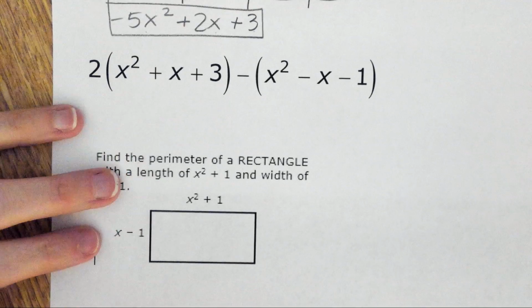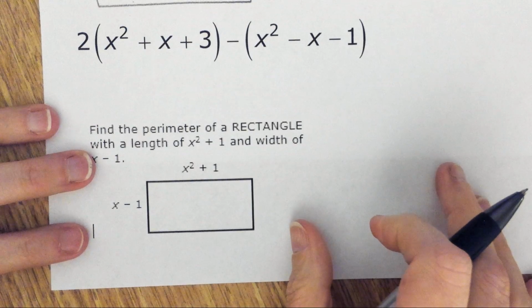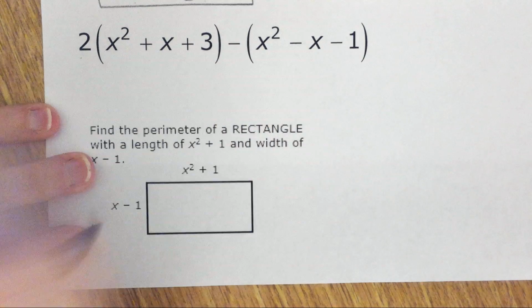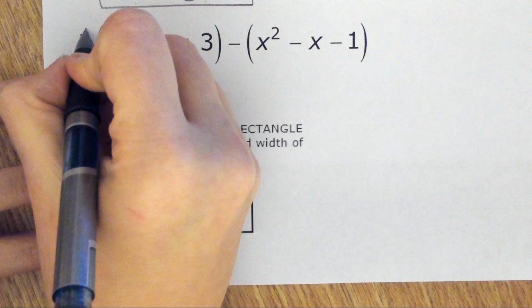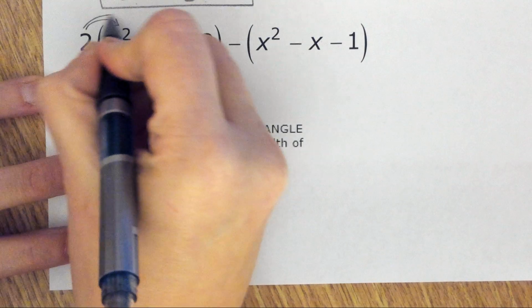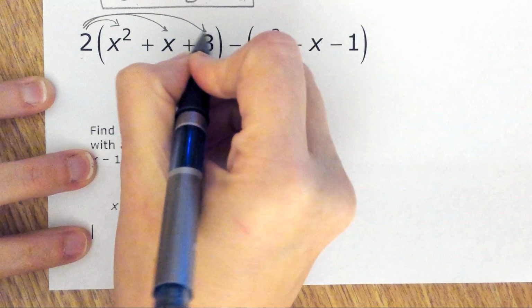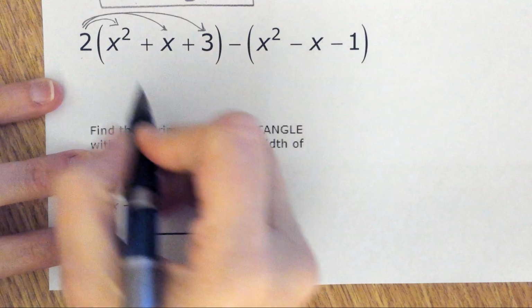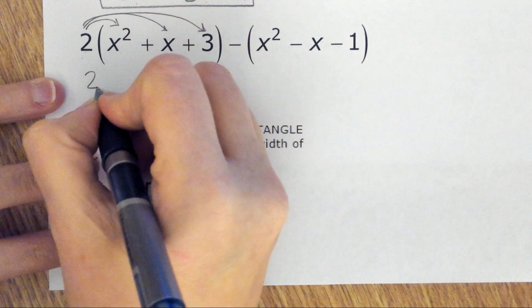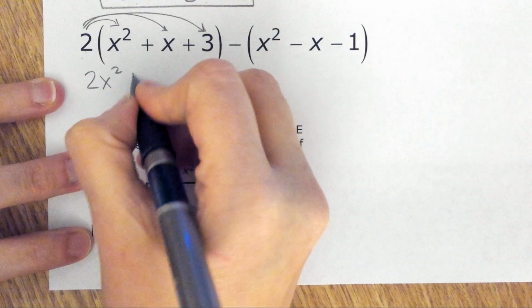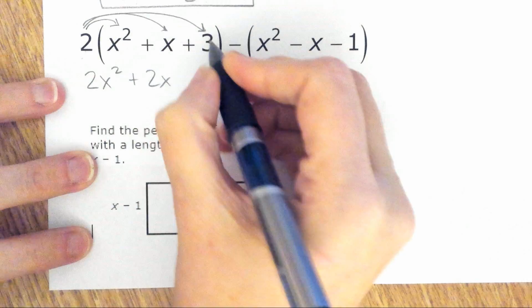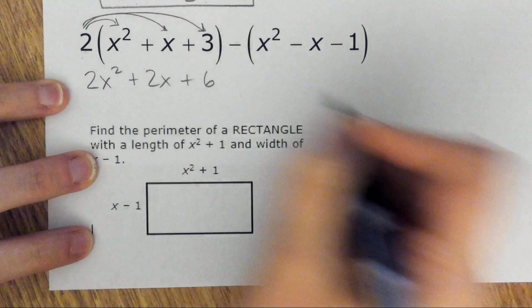Okay. This next one has a lot going on. First of all, when I look here, I do have something in front of my parentheses. So I have to distribute that. Means everything inside has to be multiplied by 2. I have to take twice everything inside. So 2 times x squared is 2x squared. 2 times x is positive 2x. 2 times 3 is positive 6. So now I finished this part.